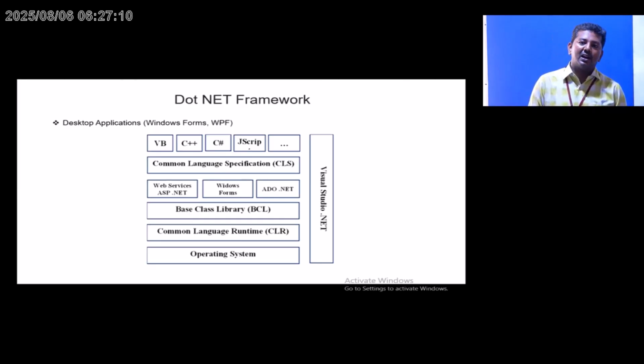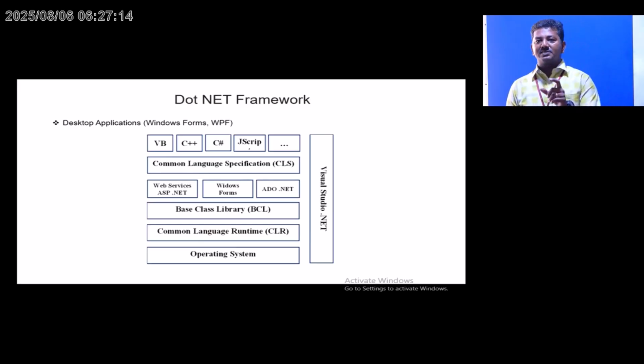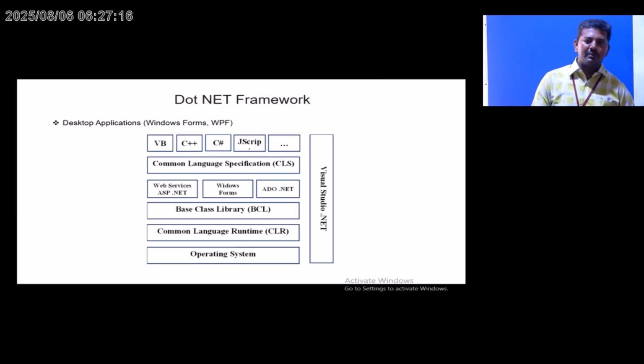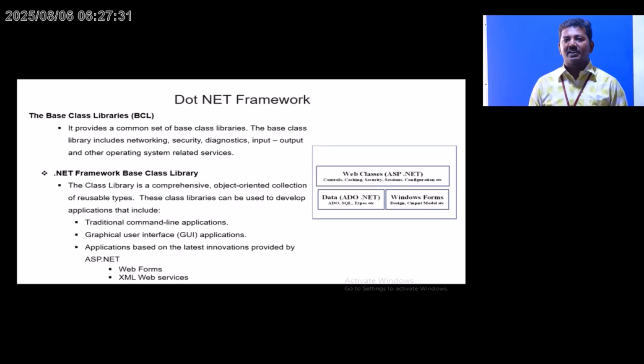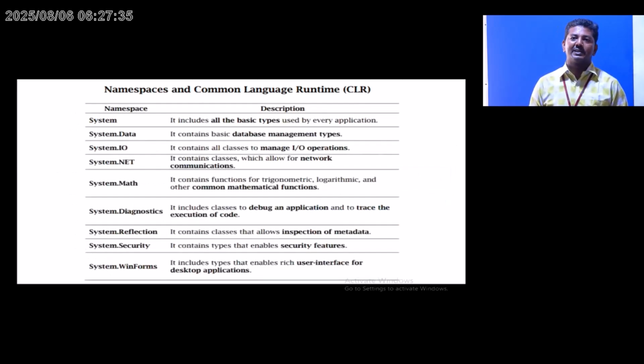In CLR, we use the common language runtime. That means common languages such as VB, C++, C#.NET; these are the things we may use as common languages. So we call it the common language runtime. The .NET framework consists of the common language specification, the base class library, and the .NET framework base class library. These are the namespaces we are using in .NET.